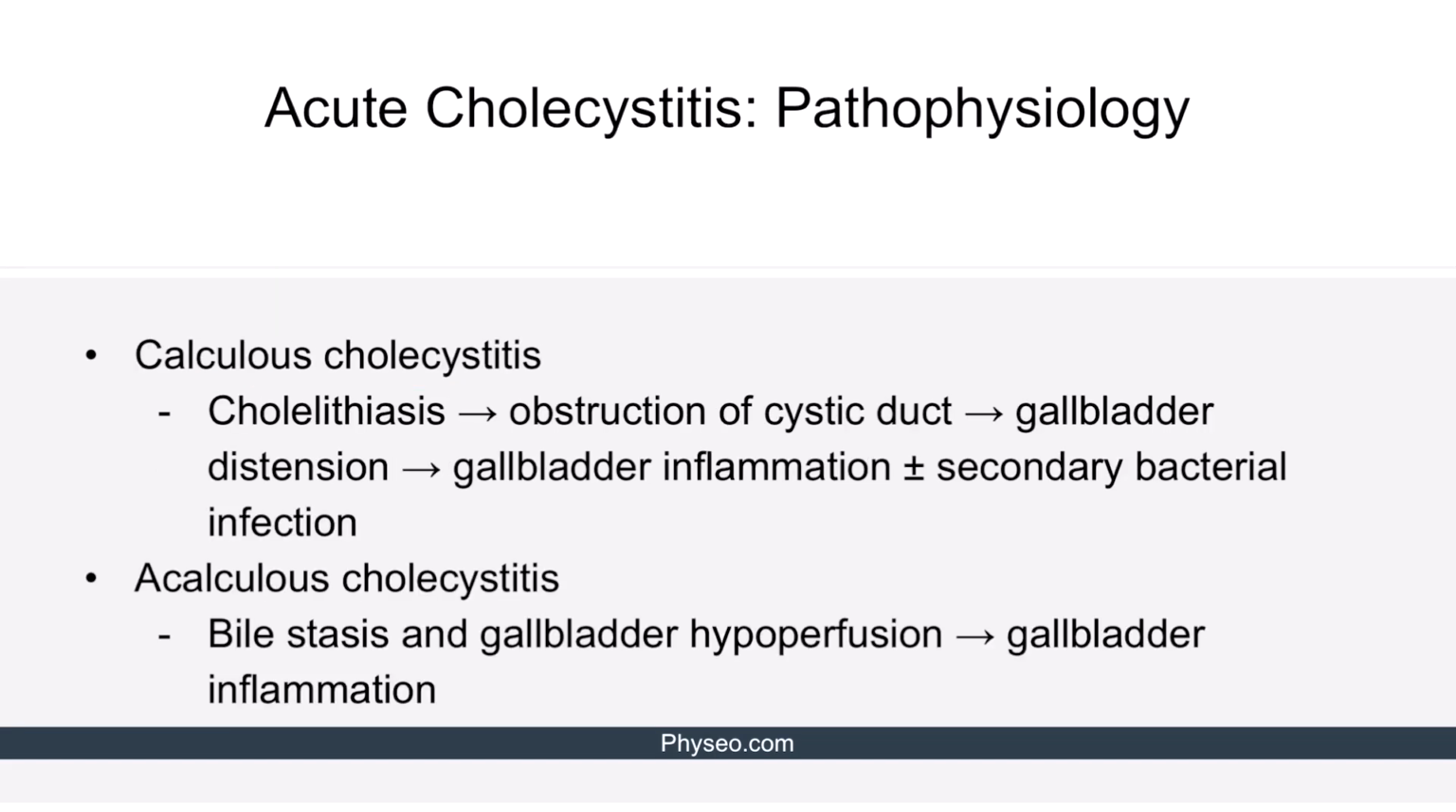Cholecystitis can have various different pathomechanisms based on the etiology. One of the most common causes of cholecystitis is cholelithiasis that leads to obstruction of the cystic duct. This then leads to gallbladder distension due to congestion, which triggers an inflammatory response that is accentuated by proliferation of bacteria. Acalculous cholecystitis can arise in the absence of gallstones and is caused by biliary stasis and gallbladder hypoperfusion that can then elicit an inflammatory cascade of reactions.